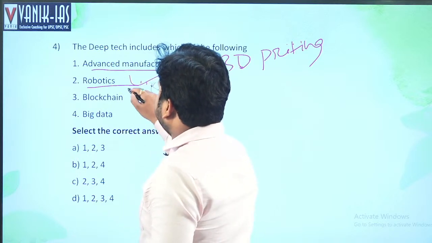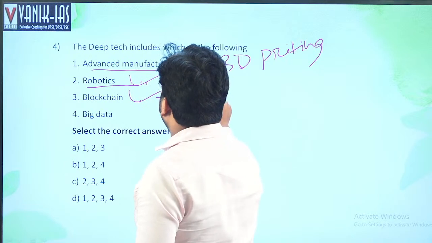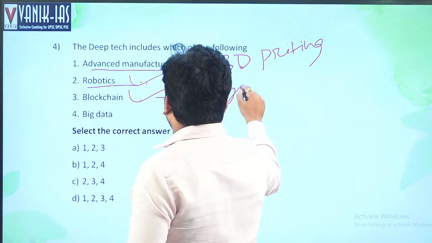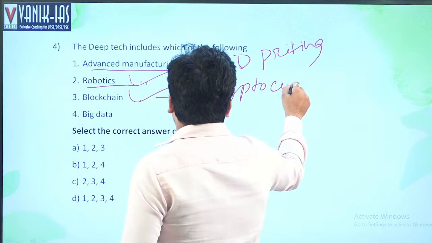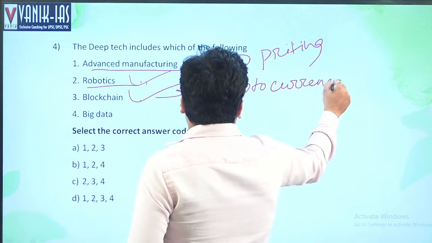Okay. Next, blockchain technology. Blockchain technology is based on cryptocurrency.